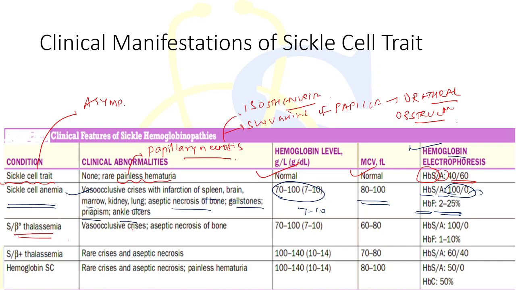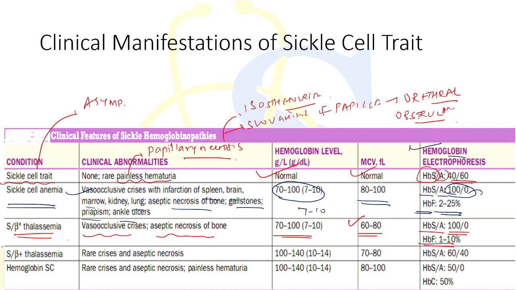this will present with vaso-occlusive crisis and can also be associated with aseptic necrosis of bone. Hemoglobin is 7 to 10. The MCV is 60 to 80, which is due to microcytic features of associated thalassemia. Now, when we consider the electrophoresis, the HbS to A levels are typically 100:0. That is, hemoglobin A is totally absent, and fetal hemoglobin due to trait is 1 to 10%.